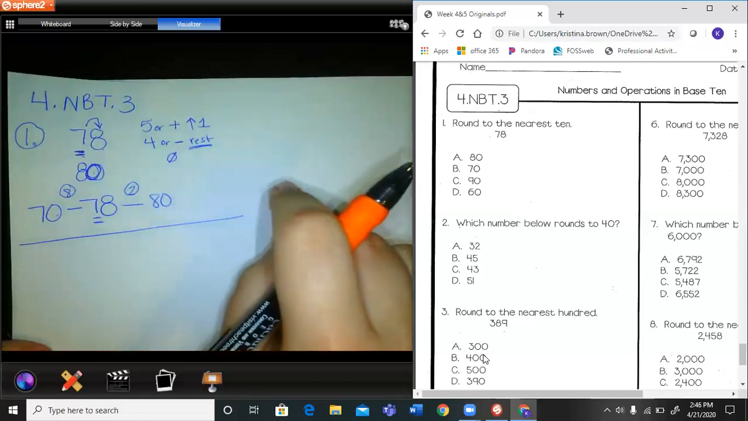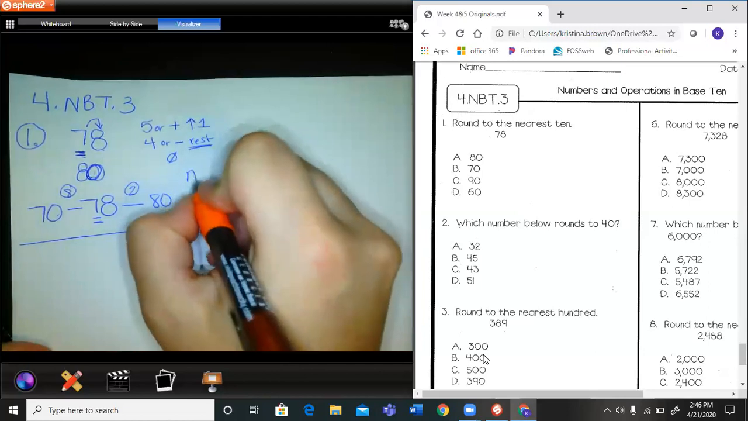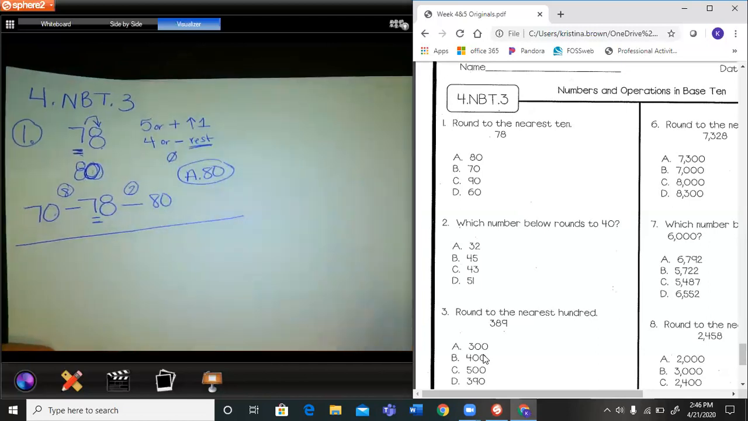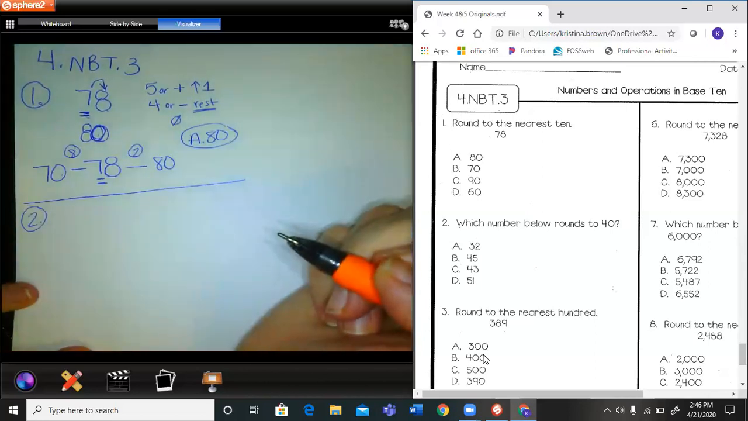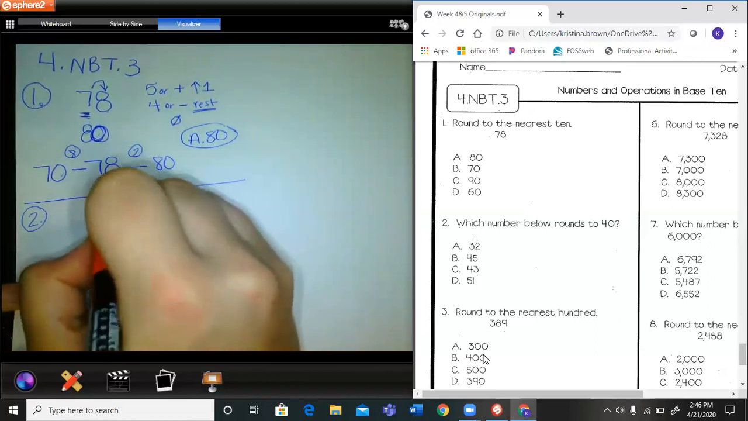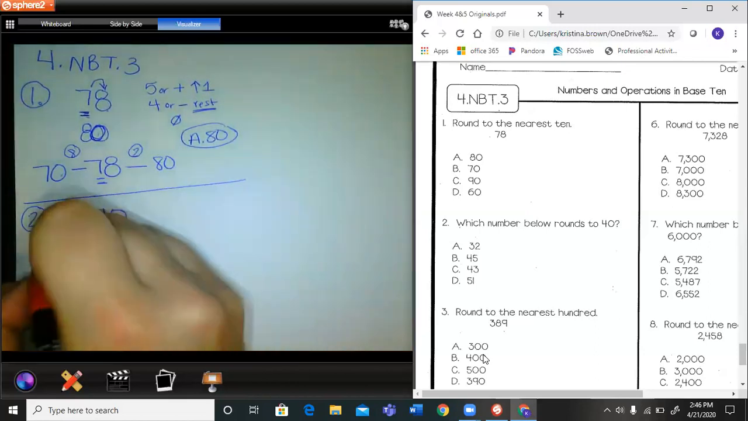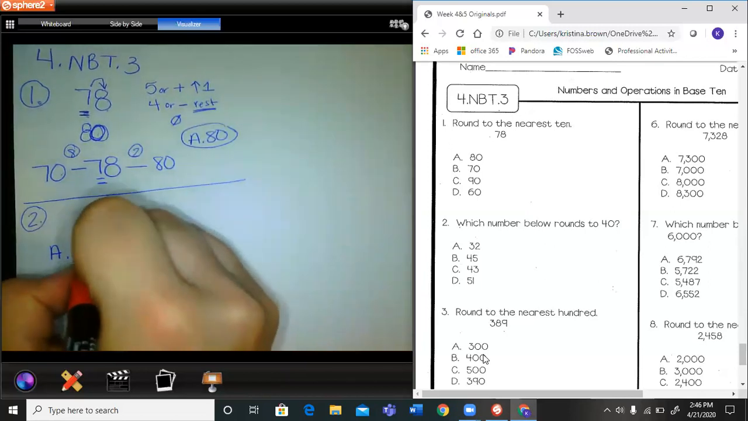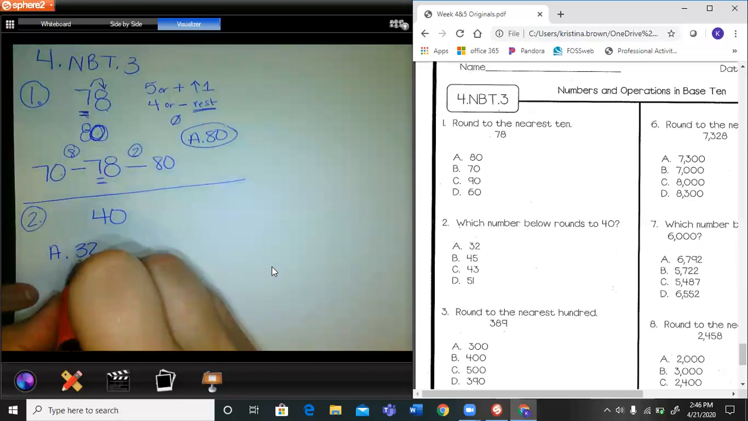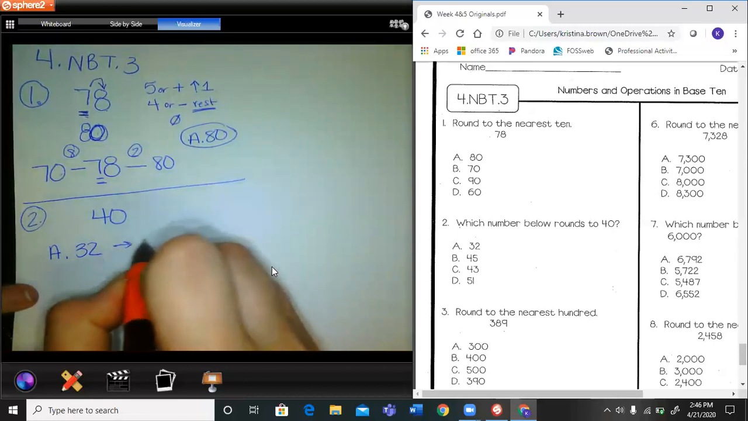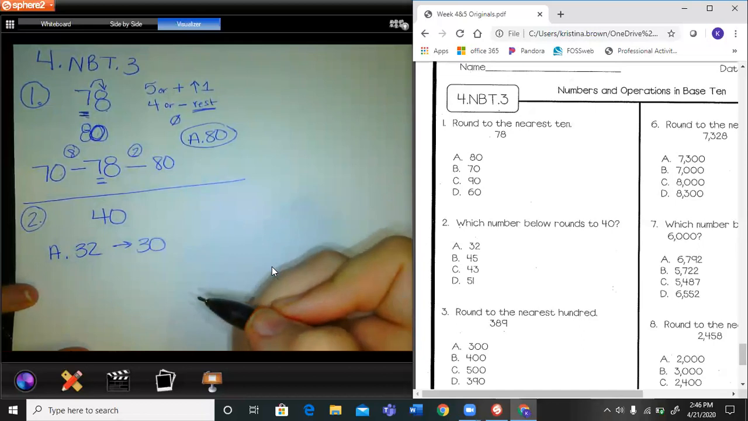So for number 1, my answer should be A, 80. Number 2, which number below rounds to 40? So let's look. A, we're looking at 32. Is 32 going to be closer to 30? Or is it going to be closer to 40? This one is going to round to 30 because it's closer to 30.